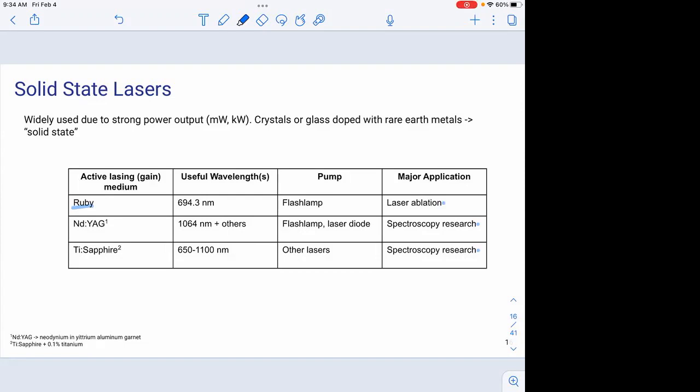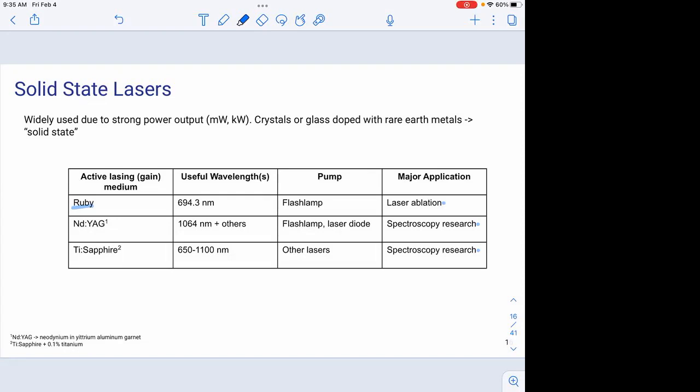Laser ablation, right, would be some sort of destruction of a particular substrate to get that substrate to be in a different phase. An example would be, if you're familiar with MALDI, right? If you're going to try to do mass spec on large molecules, and you need to get those molecules into the gas phase from the solid state, you could use a laser in order to make that happen. Okay.